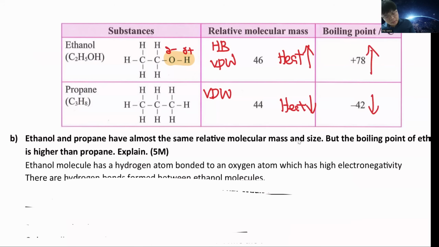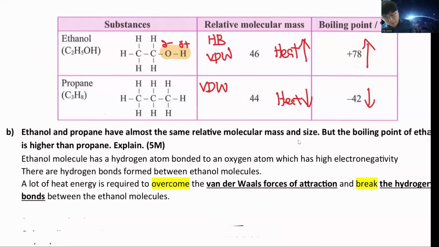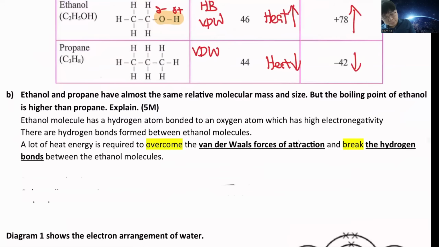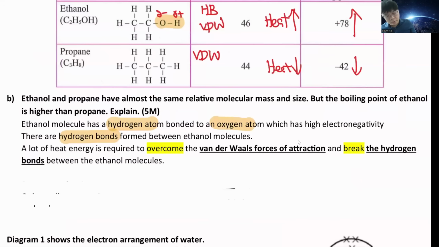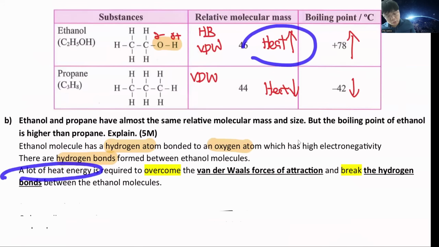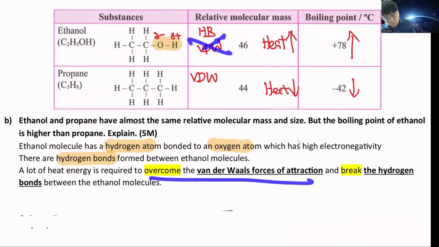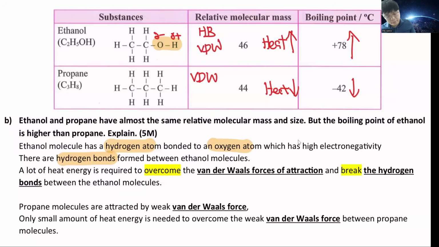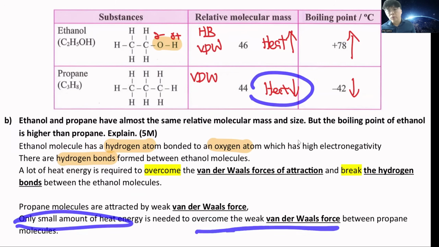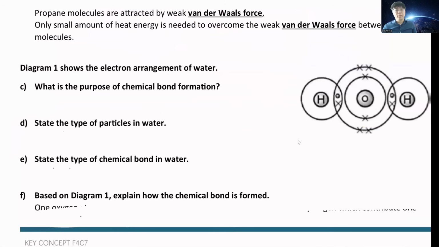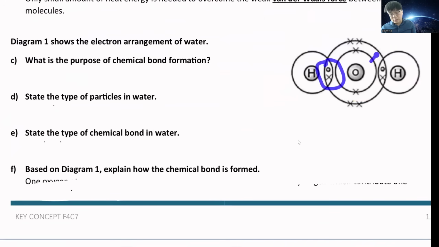So you mention ethanol has H connected to O, so it has hydrogen bond. A lot of heat is needed to overcome the van der Waals force and to break the hydrogen bond. But for propane, it only has van der Waals force, there's no hydrogen bond, so you need little energy to overcome the van der Waals force. Okay, you see how the question looks like. Then the chemical bond here is what we call the covalent bond.